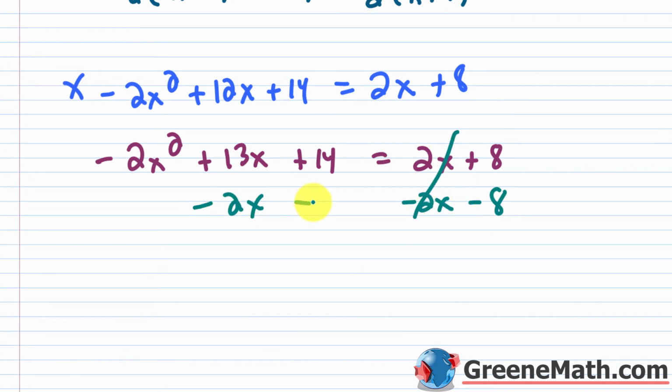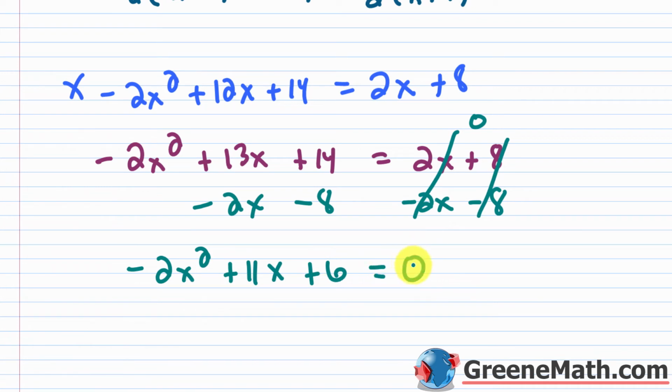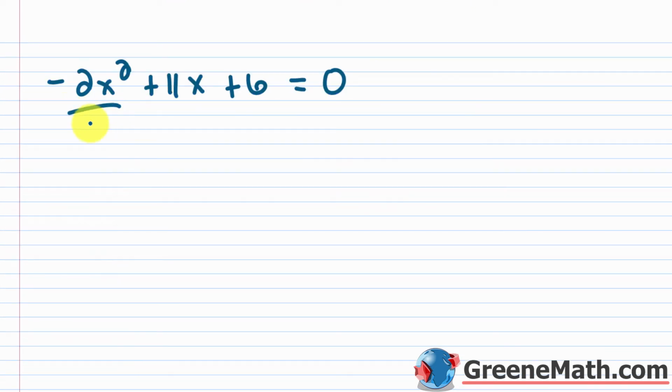I'm going to subtract 8 away from each side. We'll cancel that, so this is 0. So you're going to have negative 2x squared. And then 13 minus 2 is 11, so plus 11x. And then 14 minus 8 is 6, so plus 6. And this equals 0.